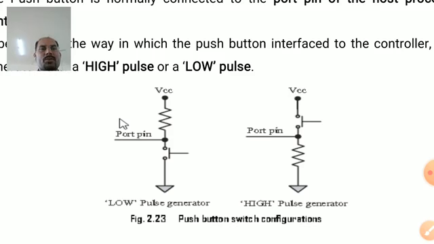On the other side, we have shown a similar figure. The difference is that we have interchanged the position of the resistor and the switch. It means that when the switch is open, the port pin gets the value of the ground, that is logic 0. When the switch is pressed, the port pin gets connected to the VCC and it gets the value of VCC, that is plus 5 volt, logic 1.